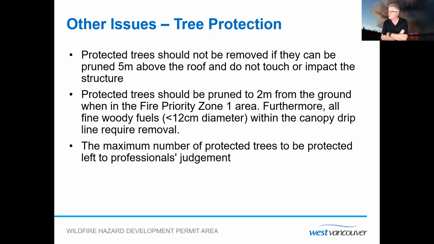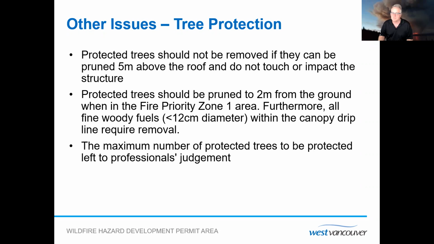Although the protected trees should be pruned to 2 meters so that if there is a fire, it's not going to easily spread from the surface into the crown. And below that protected tree, all fine woody debris, the material less than 12 centimeters, needs to be removed within the canopy drip line. And again, that's to reduce that material on the ground catching on fire and moving fire up into the crown. And this is particularly important if this tree is in any proximity close to the structure.